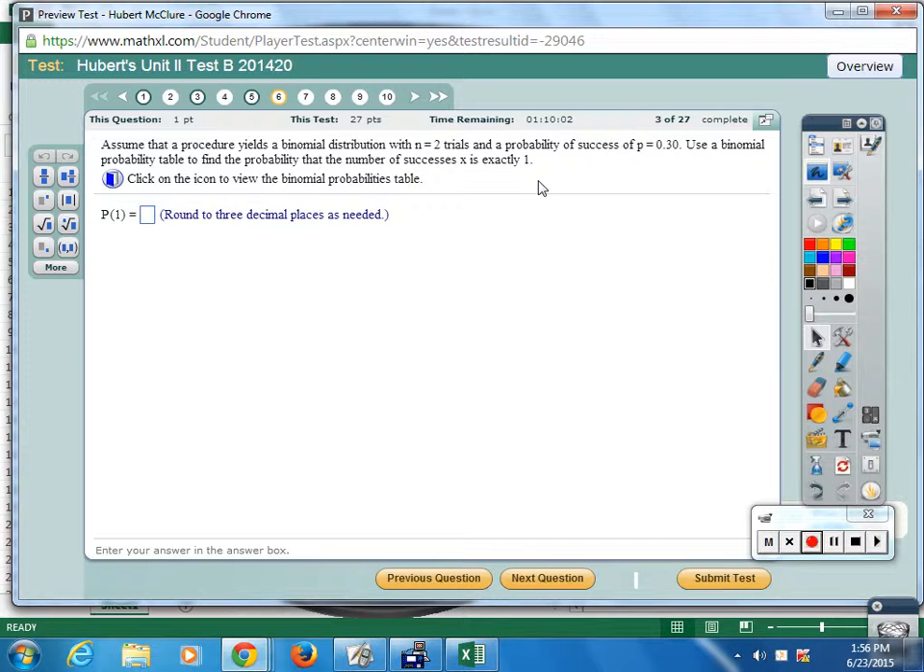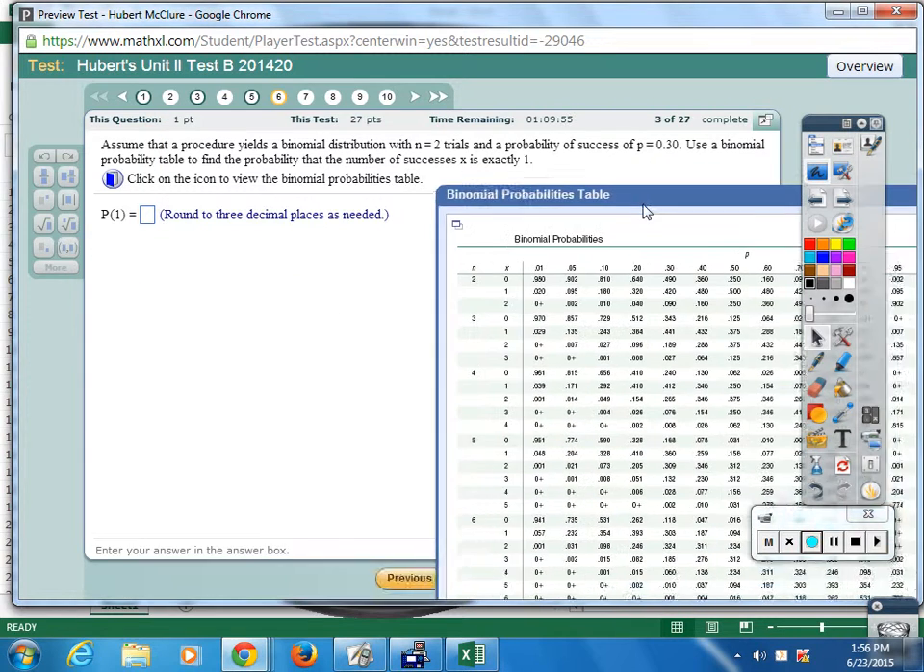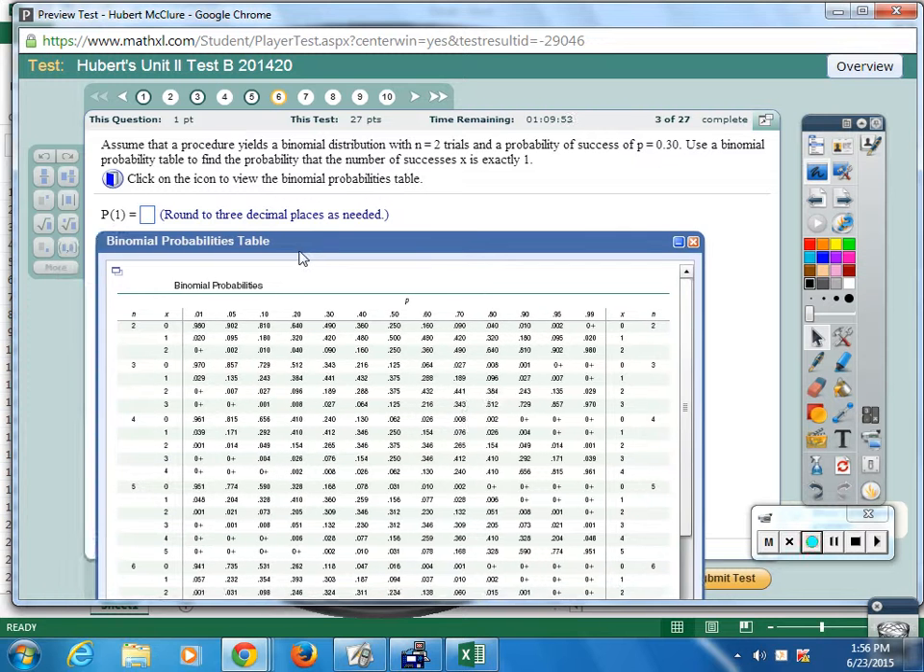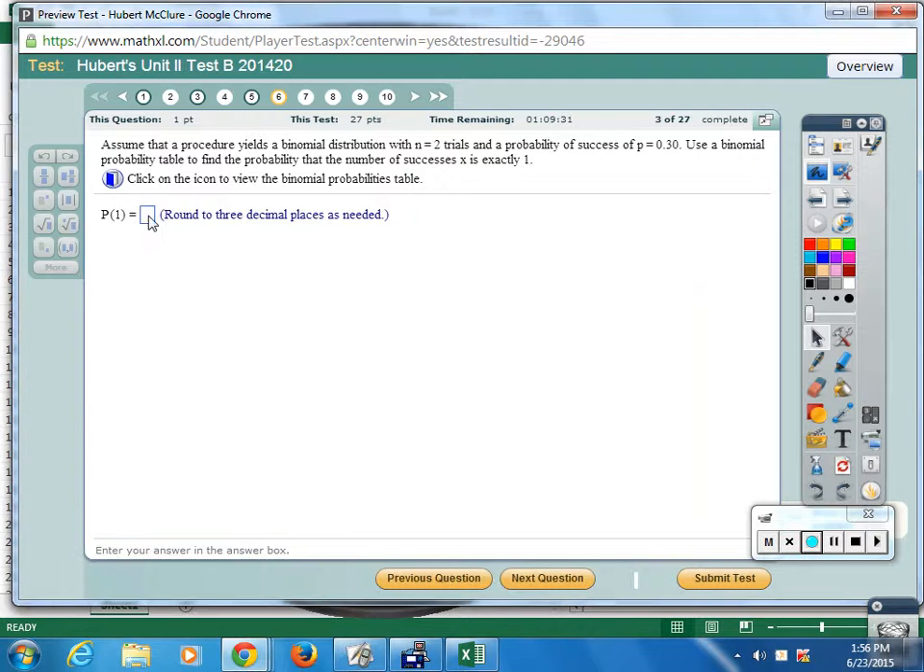There we go, another binomial problem. That's the one we did. Now you could do it in a calculator, but make sure you know how to do both. N is equal to 2, P is equal to 0.3, and X is equal to 1. So 2, 1, 0.3, 0.420. Is that what y'all got? And you feel good about yourself.